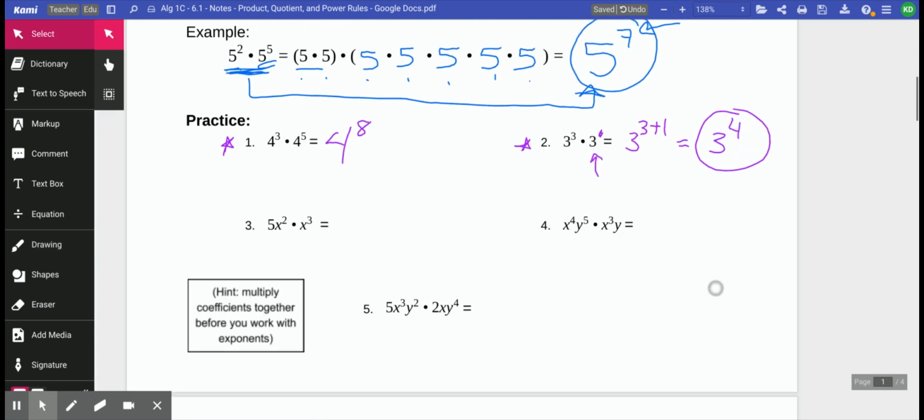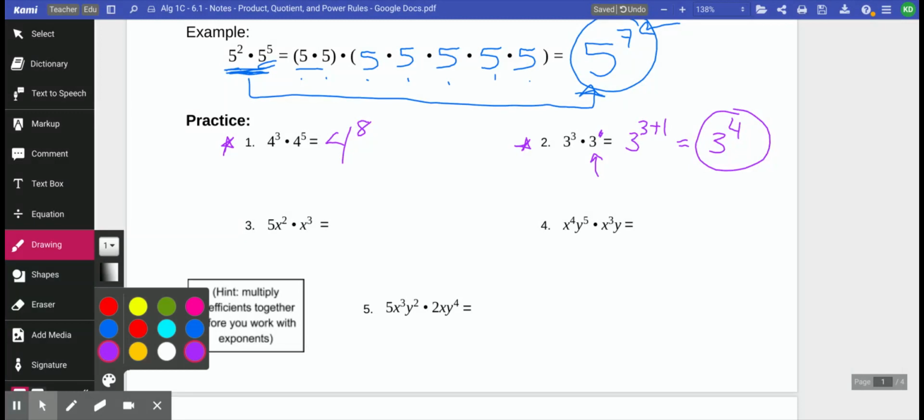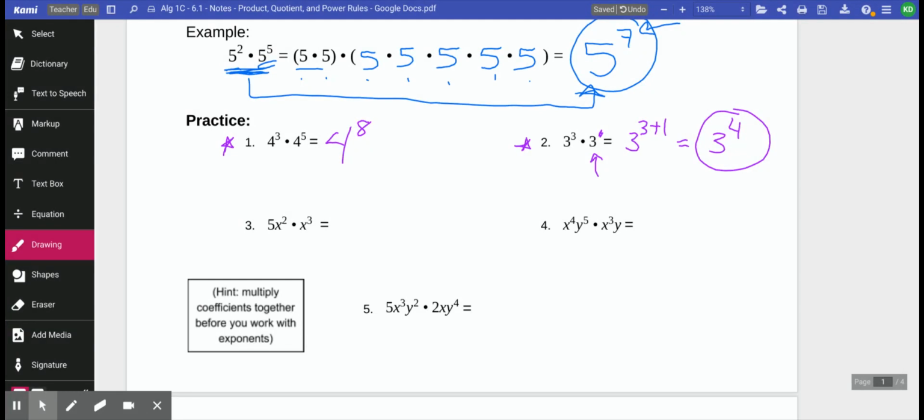In our next example, we have 5x squared times x to the third. So think of that like 5 times x squared times x to the third, right? The 5 is just its own number. It's hanging out. It's not doing anything. What we're going to do is combine the like bases. So 5 is a separate base. X, we have several of them. So 5 is going to stay 5, but x squared times x to the third becomes x to the fifth.